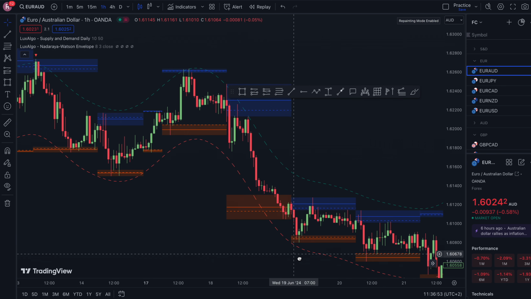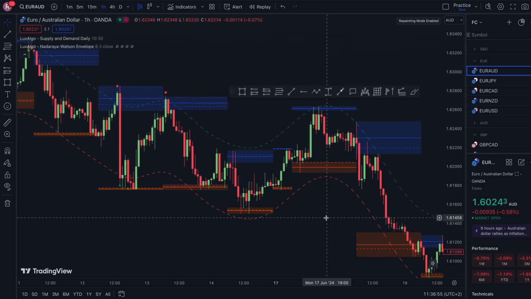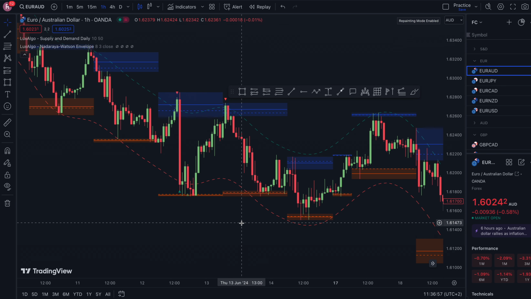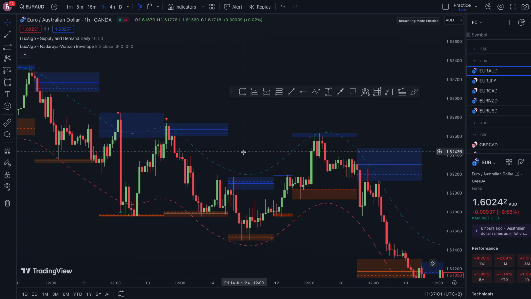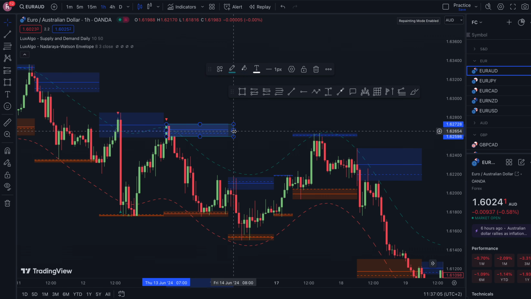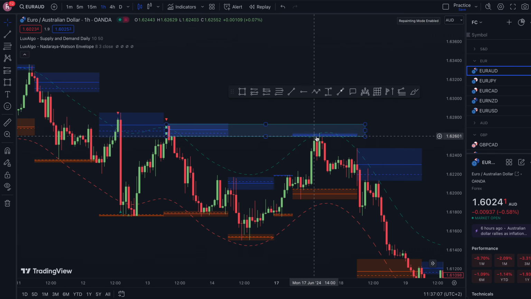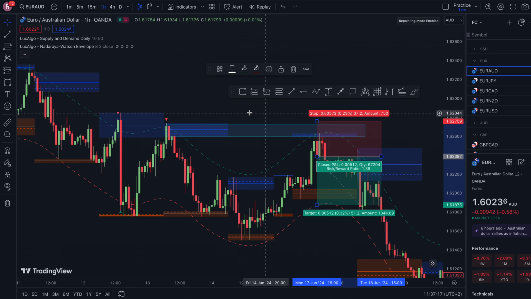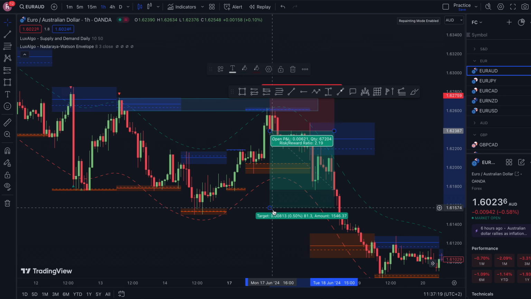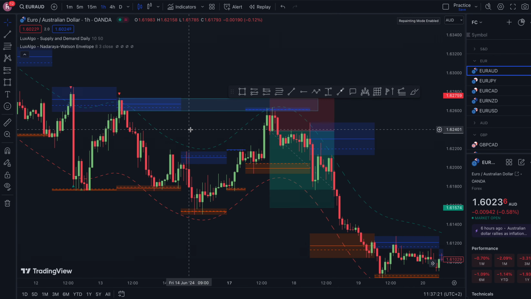Now let me just look for another example for you guys. All right, cool. Here's another example. You can see this supply zone over here. It's extended. Price came back into it, broke out of the Nadaraya Watson indicator, and closed back in. That's going to be a nice trade to take. Stop loss over the high right there, and then a nice sell over there.